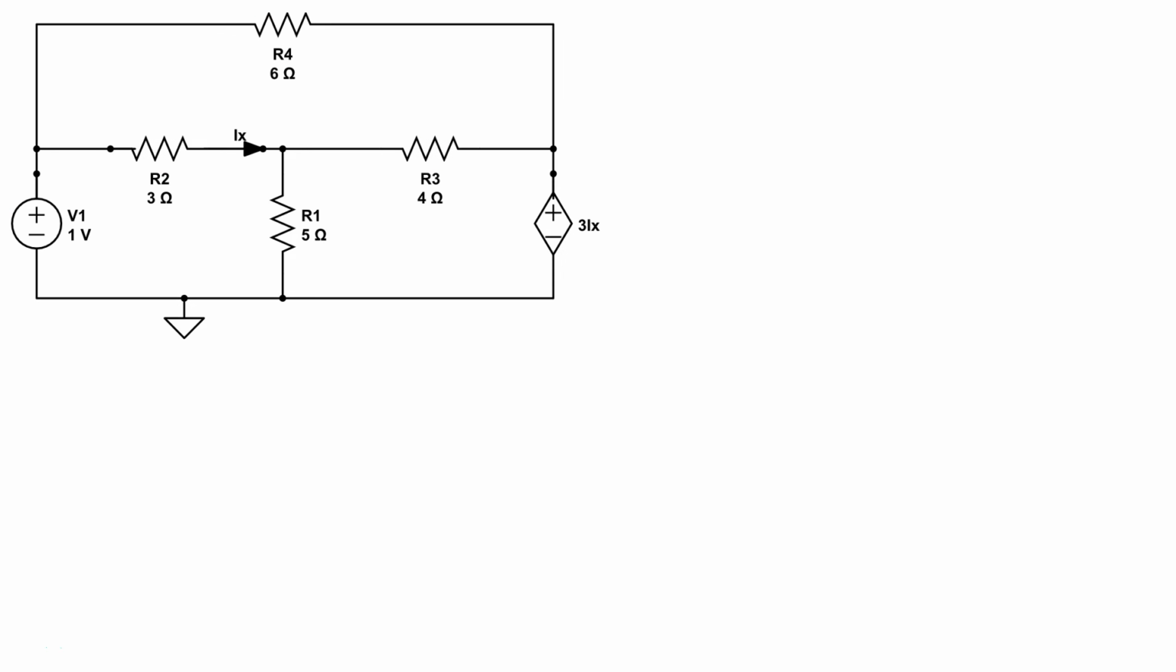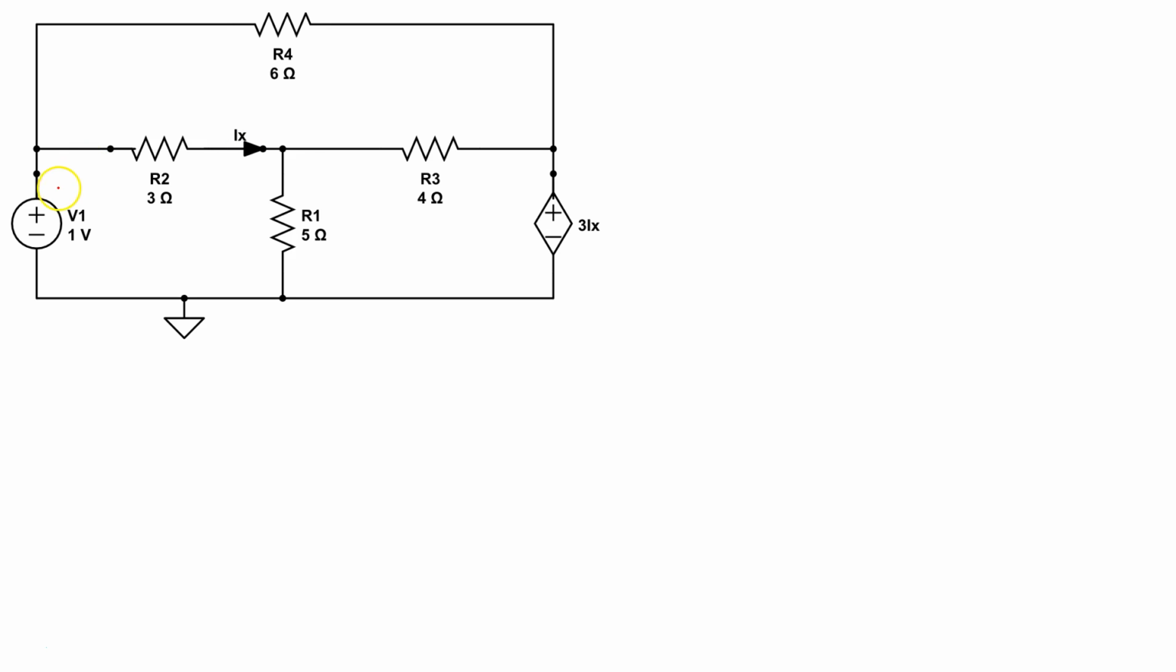Now I can do the same thing if I replace the current source with a voltage source. So before I had a current source here, I just took it out and I replaced it with a voltage source, and this time the voltage source is dependent on this current here. So I'm going to go through the same processes again. I'm going to look at the nodal analysis and then the loop analysis.